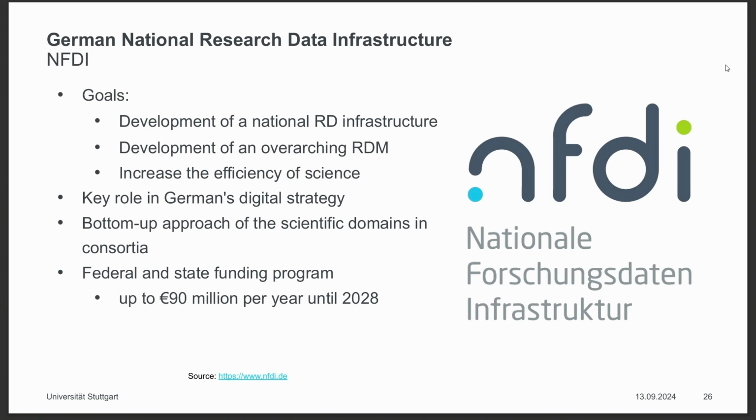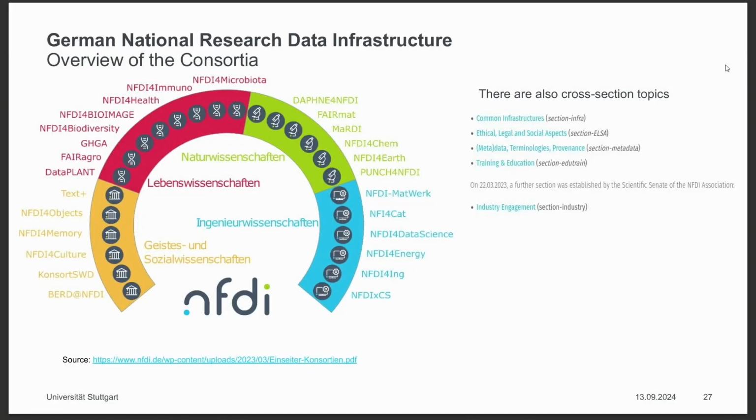NFDI, the German National Research Data Infrastructure, is a big German national project of doing all this, like developing a national research data infrastructure in Germany, developing an overarching research data management and increasing efficiency of science. And it has a key role in Germany's digital strategy. And yeah, maybe I can skip that for the sake of time. And they are organized bottom up. So apologies that some parts are in German. I didn't find an English picture here.